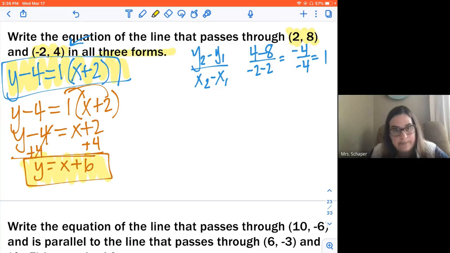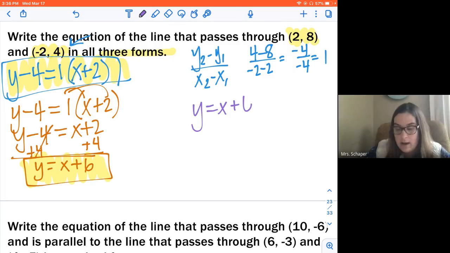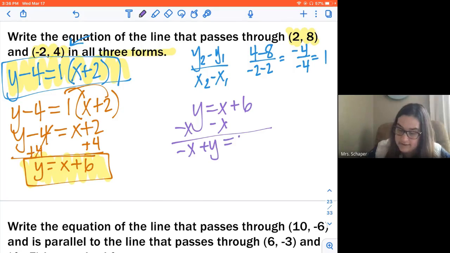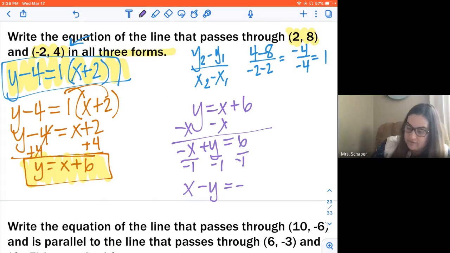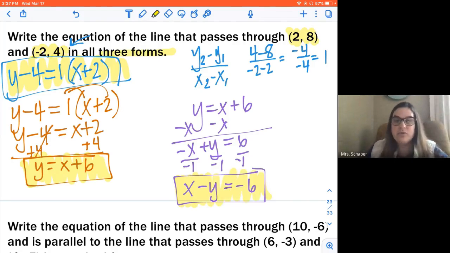We're translating. And then my last one, to get it into standard form, I'm going to take y equals x plus 6. I'm going to subtract x from both sides because we want x and y on the left-hand side. So negative x plus y equals 6. Divide everything by negative 1. Why by negative 1? Because my a has to be positive. The number in front of x has to be positive. So this will give me x minus y equals negative 6. And that is the standard form of a linear equation. So we're translating all of this information through.